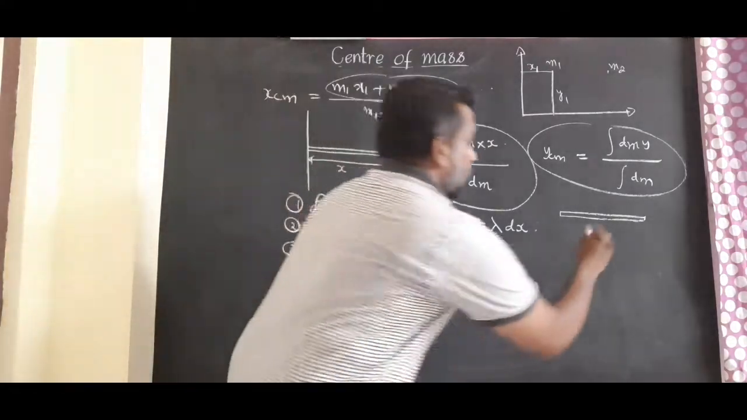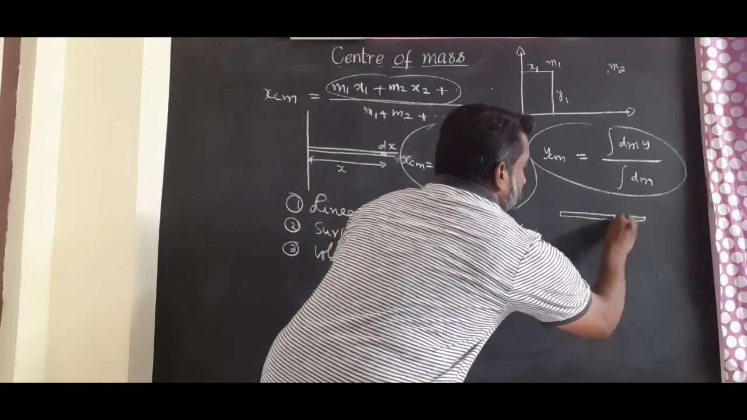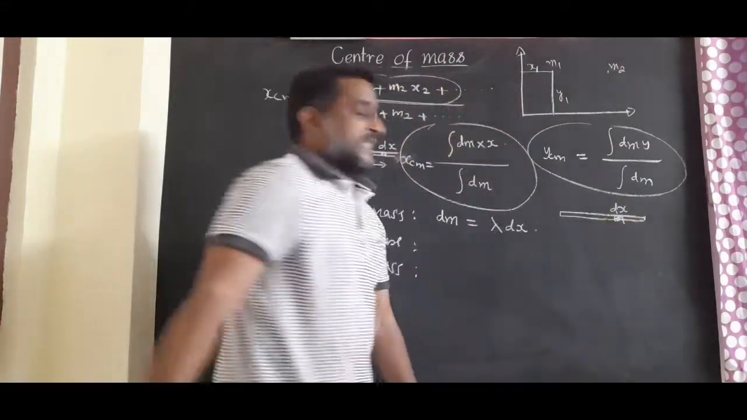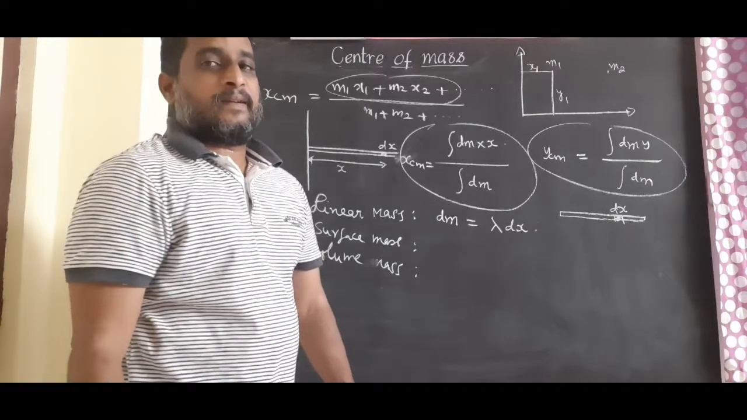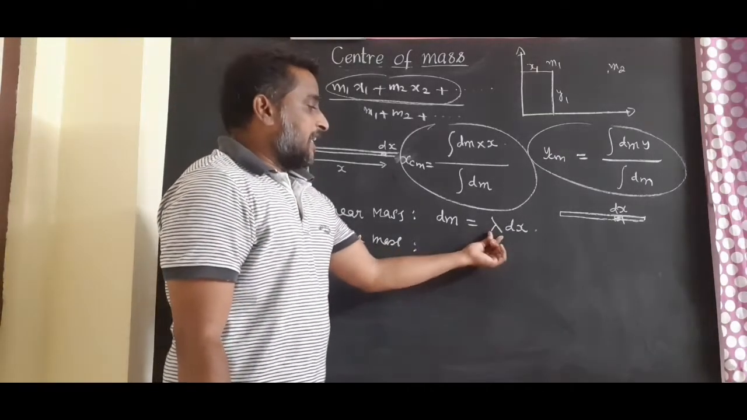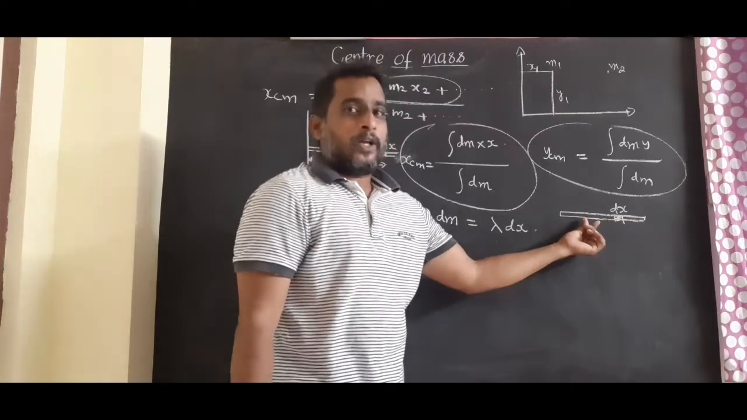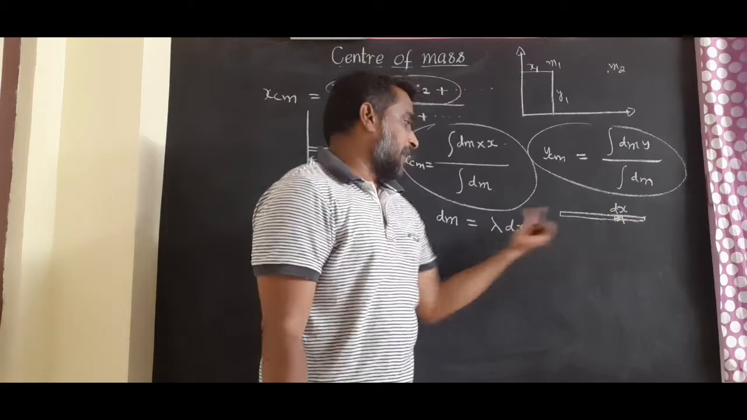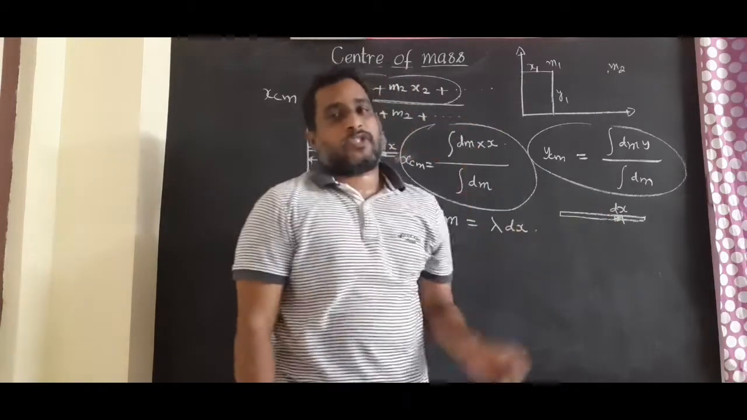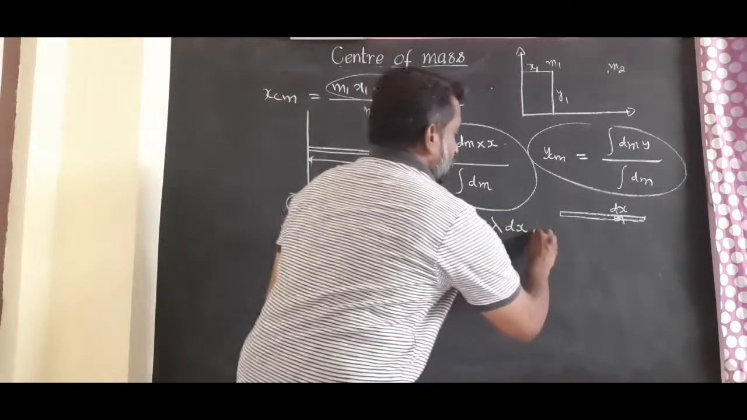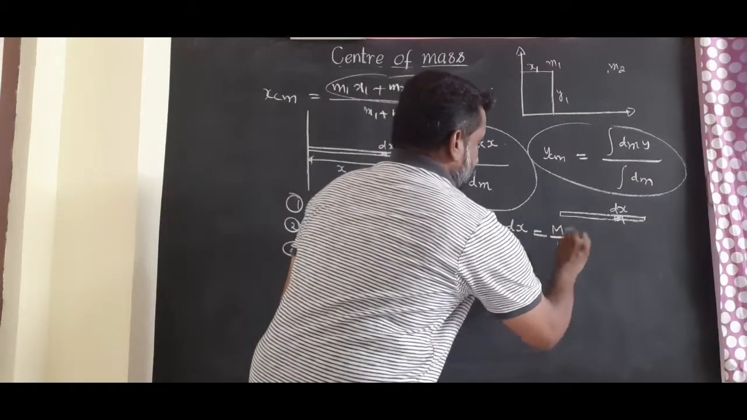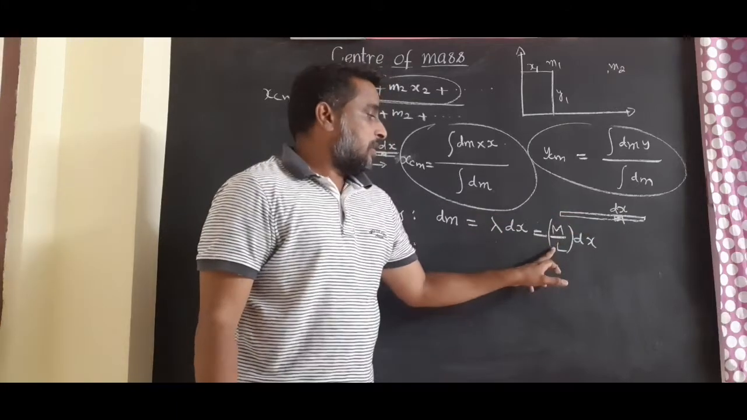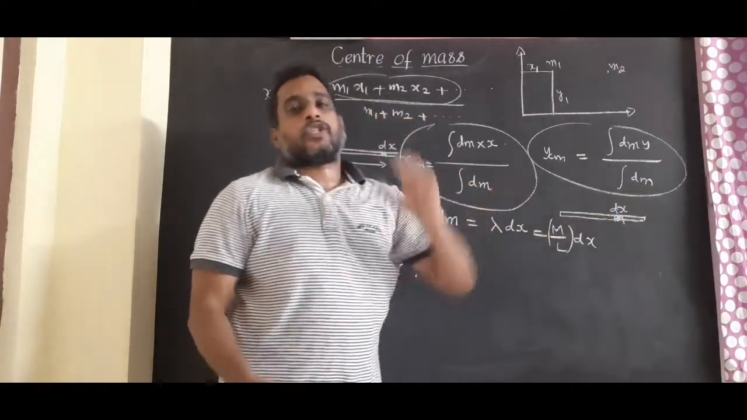In this small rod, we are constructing one small element of length dx. If lambda is the linear density of this particular rod, then the mass of this element will be given by linear density into length of that element. Linear density is nothing but mass per unit length, where m is the total mass of the rod, L is the length of the rod.